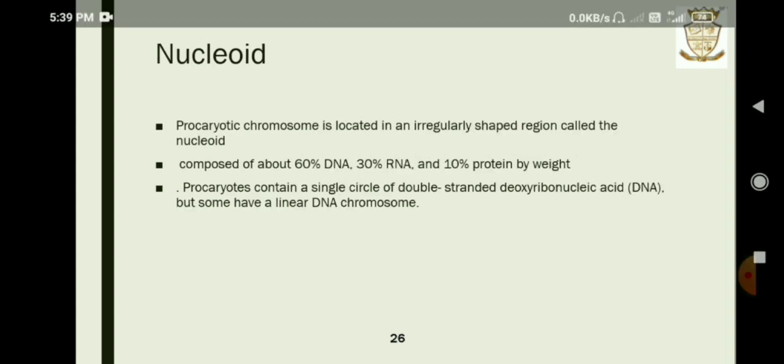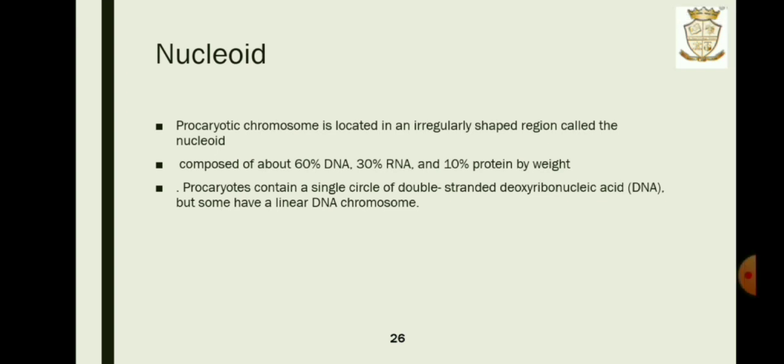Nucleoid. The prokaryotic chromosome is located in an irregularly shaped region called the nucleoid. It is composed of about 60% DNA, 30% RNA, and 10% protein by weight. Prokaryotes contain a single circle of double-stranded deoxyribonucleic acid, but some have a linear DNA chromosome.